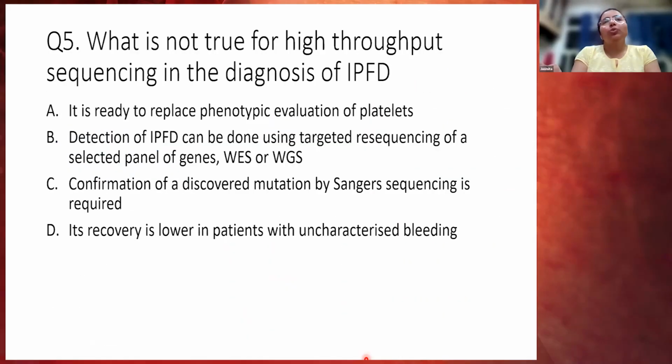And the last question in the quiz is, what is not true for high throughput sequencing in the diagnosis of inherited platelet function disorder? The first is, it is ready to replace the phenotypic evaluation of platelets or all other platelet function testing. The second option is, you can detect it using a targeted resequencing of selected panel of genes, or you can do whole exome or whole genome sequencing. Third is, you have to confirm a discovered mutation by standard sequencing. D is, its recovery is low in patients with uncharacterized bleeding.